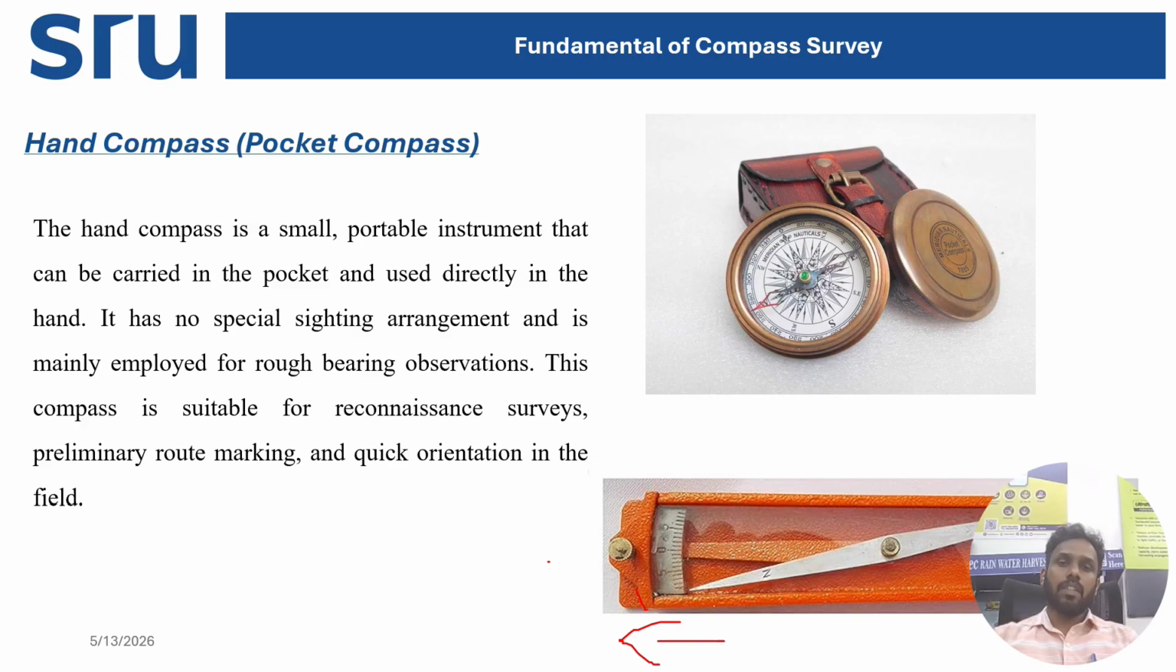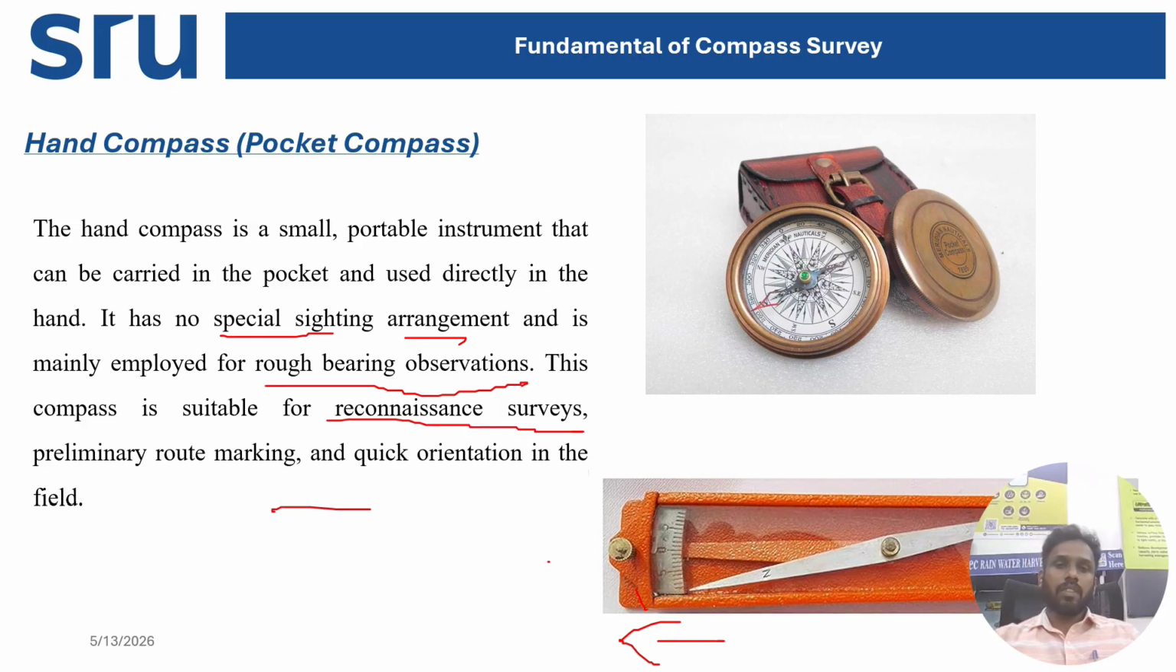If you only need to find a direction, you can use this without any perfect bearing readings. So it has no special sighting arrangement, no focusing and no special sighting arrangement. So it is employed for rough bearing observation. So it is used roughly. You cannot exactly measure whatever is needed. So you can roughly measure directions, suitable for some direction marking on your plan.